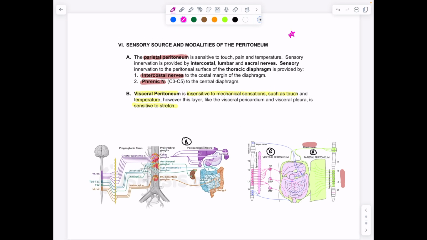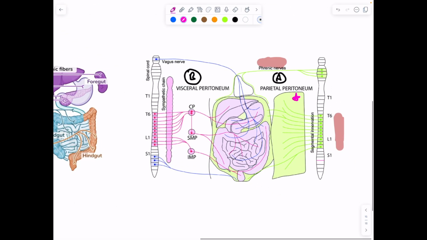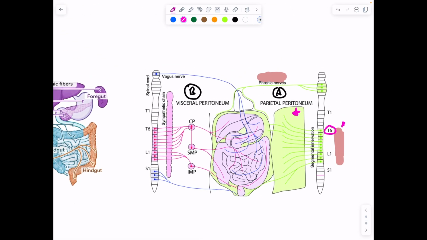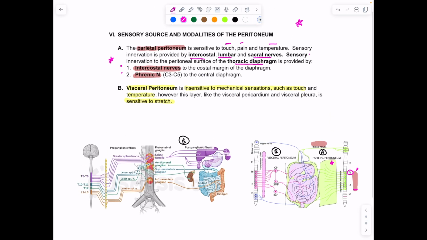The sensory innervation of the parietal peritoneum, again, that's here along the walls of the cavity, is sensitive to touch, pain, and temperature. They're provided by the intercostal, lumbar, and sacral nerves. Sensory innervation to the peritoneal surface of the thoracic diaphragm is provided by the intercostal nerves and the phrenic nerves. And so basically, here we can see T6 through L3 is helping to innervate the parietal peritoneum. And again, touch, pain, and temperature.